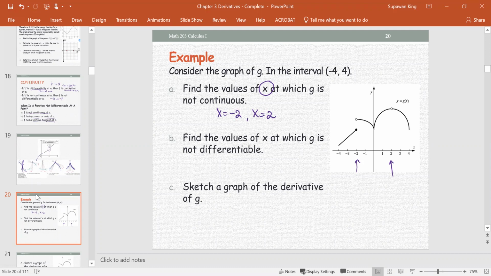Part B, find the values of x at which G is not differentiable. If f is not continuous, f is not differentiable. So we just take the same 2 points that we obtained in part A. And also consider another case, where the graph has a sharp turn or a cusp, like at the point x equals 0. At x equals 0, the graph is not differentiable. So we add another point, x equals 0. Notice that at x equals 0, the graph is continuous but not differentiable.